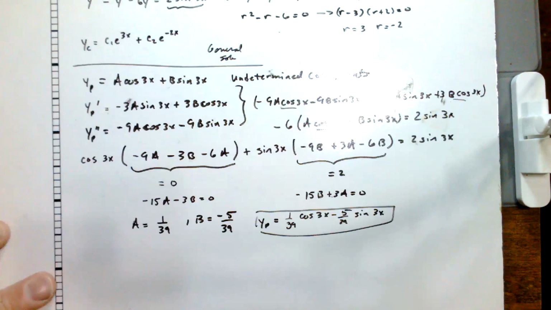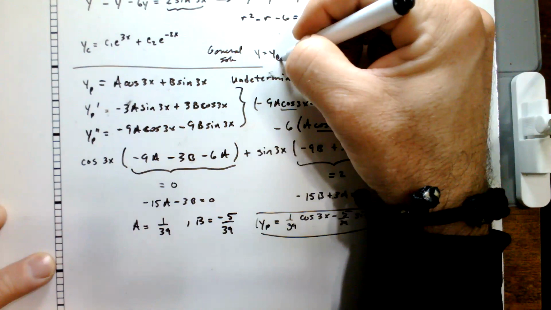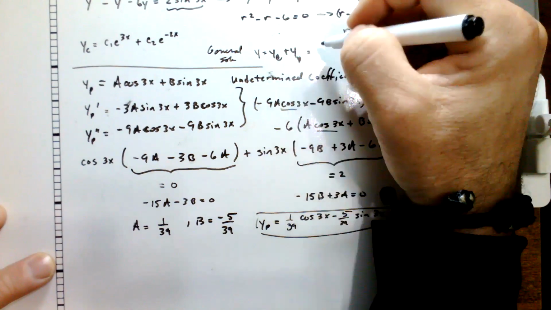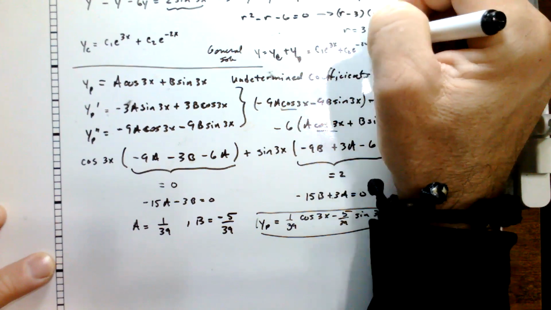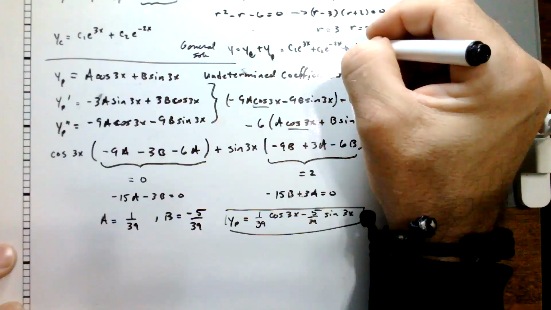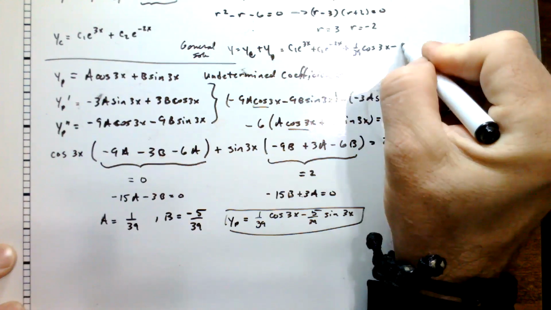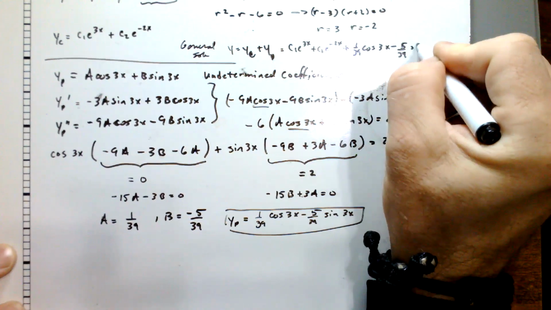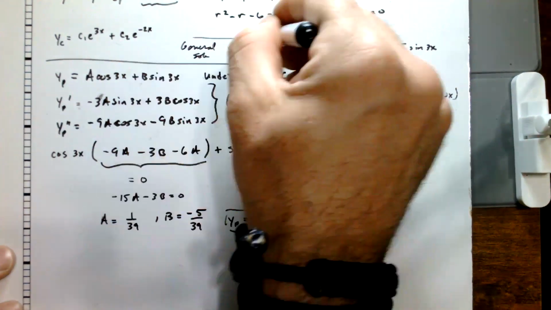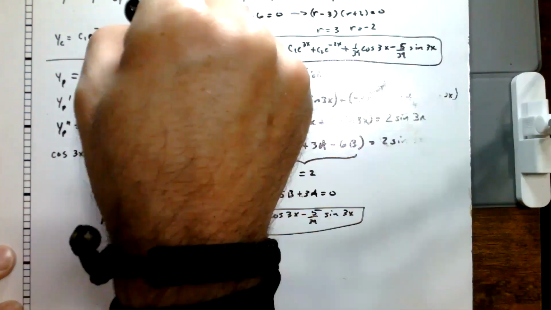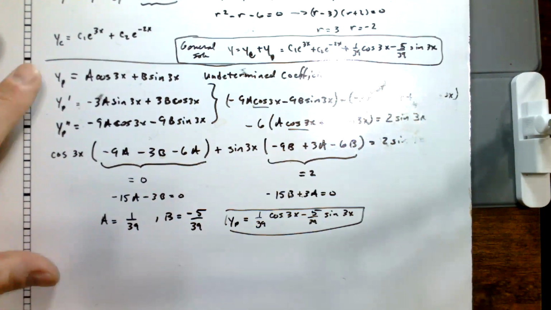which you can clearly read from my very legible handwriting, is y equals yc plus yp, which is c1e to the 3x plus c2e to the negative 2x plus 1 over 39 cosine 3x minus 5 over 39 sine 3x. Okay? All right. So the most difficult part of using undetermined coefficients is making sure that you have the correct form for the particular solution that you're trying to guess.